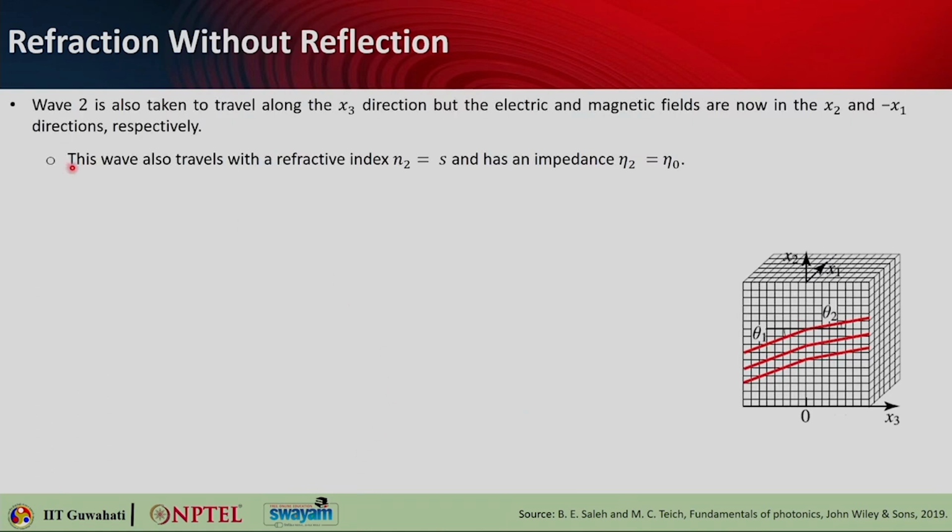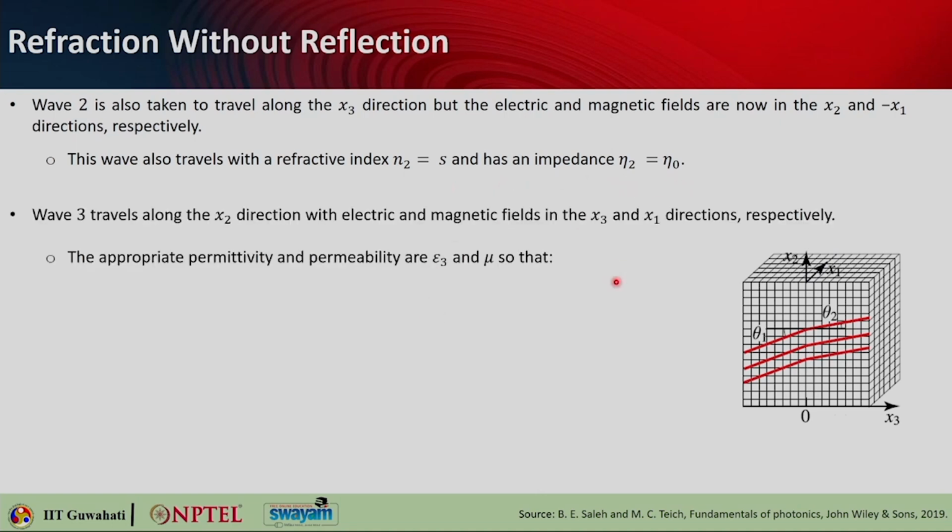Now, if you consider another wave, wave 2, that is also traveling along the x3 direction, but the electric and magnetic field directions are now changed. So now the electric field is considered to be along the x2 direction, okay, and the magnetic field is along the minus x1 direction. So this is x1, so you can understand which one is minus x1. Okay. So in this case the wave again travels with a refractive index n2 equals S, and you can find out the impedance eta 2 will be the same as eta naught. It is the same calculation as the previous one, so we are not repeating it.